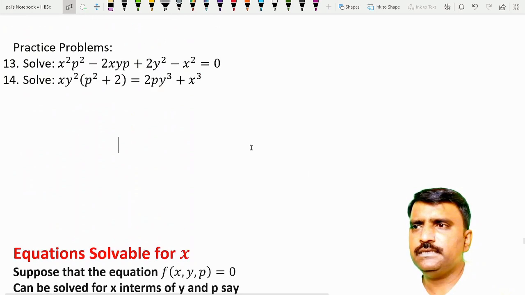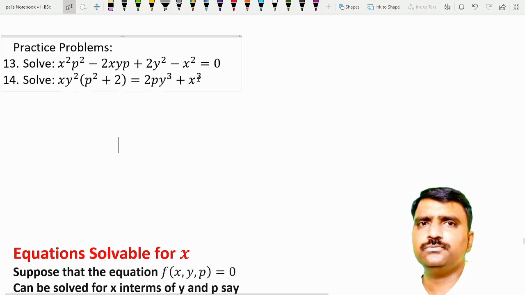See this example which I gave in the last class as a homework or assignment problem. In this one it is difficult to separate x and y. It is difficult to write x is equal to some function of y and p. So this differential equation is not solvable for x. For that reason we solved this using the method solvable for y.